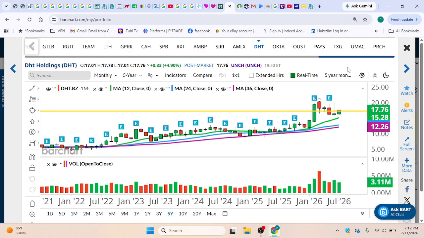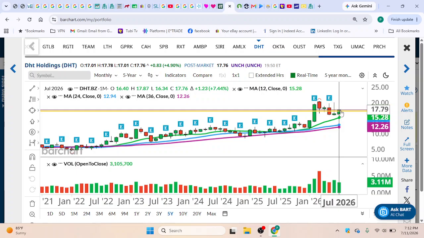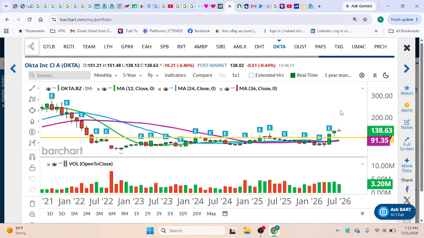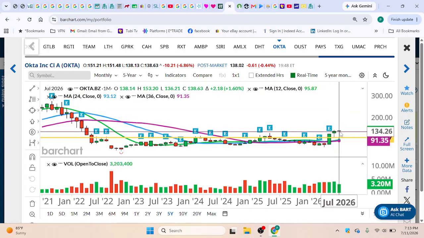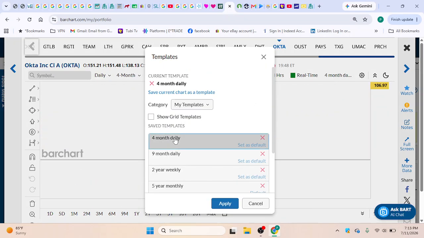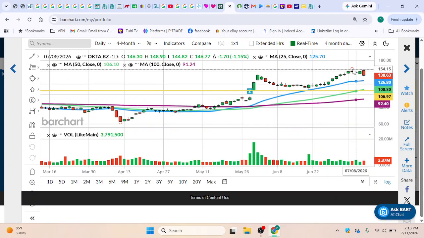A company with some real size and a real history of being successful. DHT, again, looks to me like it's made the turn up here in July, so I'm involved in that stock. Okta is starting to move up the right side again on a monthly chart, but it looks a little extended on a daily chart. So, yeah, see it's starting to pull back from this high point.